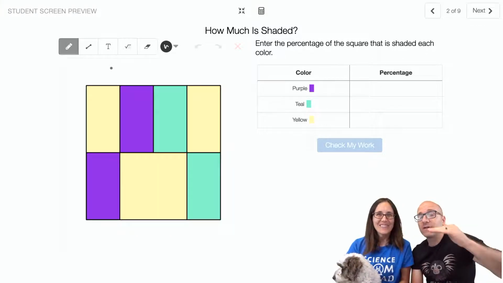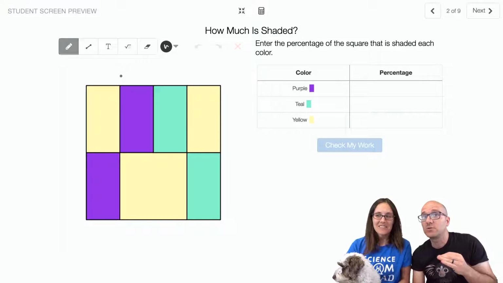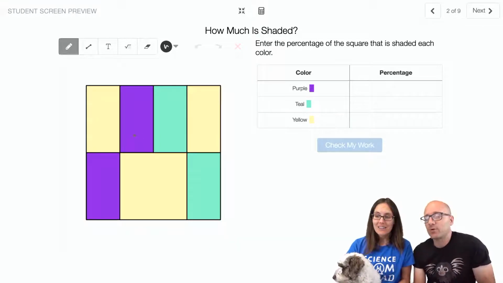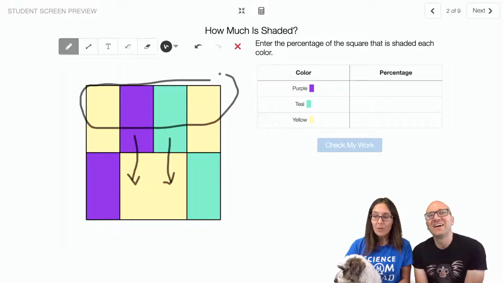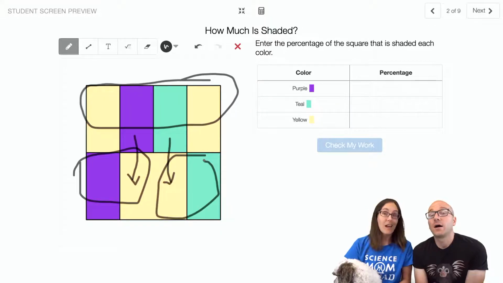All right, let us know. There were 3 different answers here. What did you get for the purple percentage, or the teal percentage, or the yellow percentage here? Can I show you what I was thinking, Math Dad? Yeah, what are you thinking, Science Mom? I was thinking this is a lot easier if I imagine rearranging these colors. If I slide these ones down, then everything up here will be yellow, and then I have 1/4 that's purple and 1/4 that's green and half yellow.